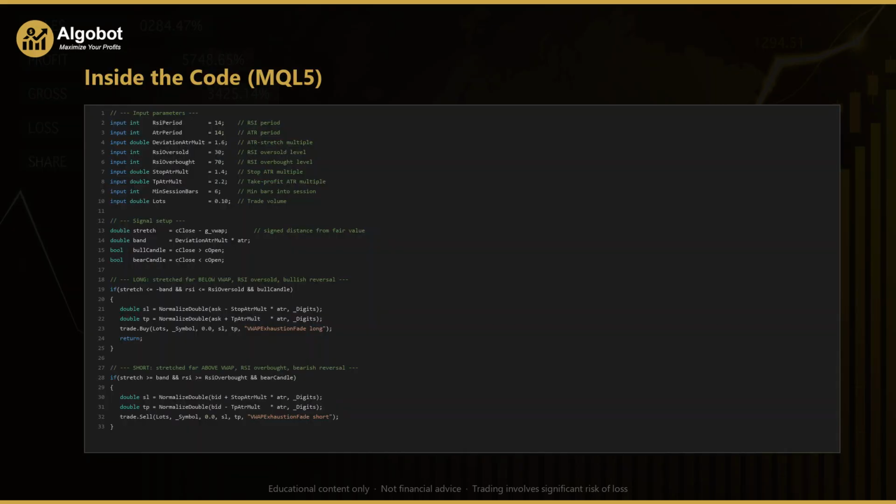Let's read through the MQL5 code on screen, just as you'd see it in MetaEditor. At the top are the input parameters. RSI period and ATR period set the lookback for our two indicators, both 14 by default. Deviation ATR multiple, here 1.6, controls how far price must stretch from VWAP before a fade is considered. RsiOversold and RsiOverbought, 30 and 70, define the exhaustion levels. StopATR multiple and TpATR multiple, 1.4 and 2.2, size the protective stop and the take profit in ATR units. Min session bars and lots round things out.